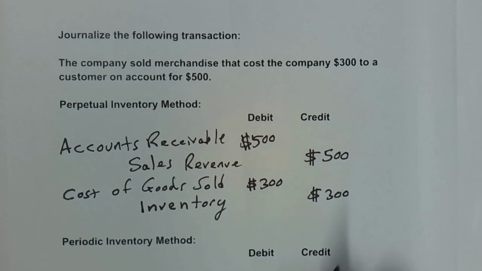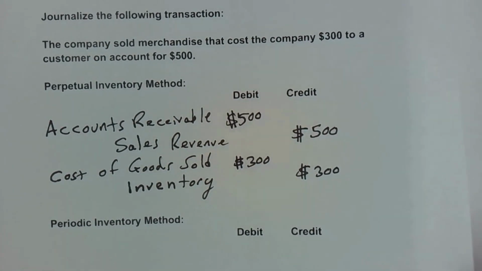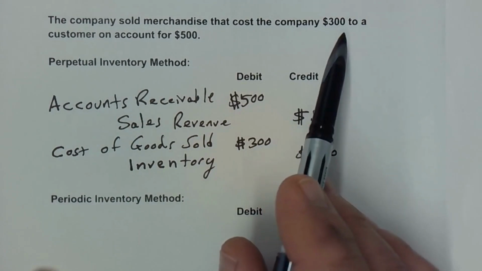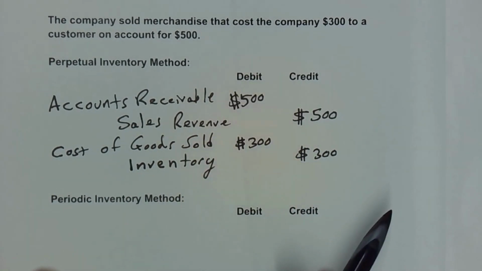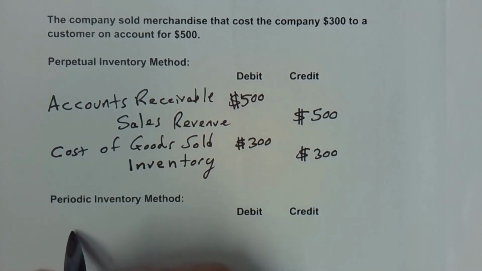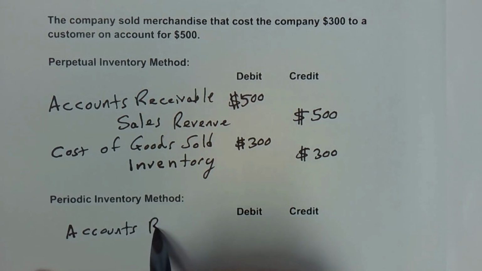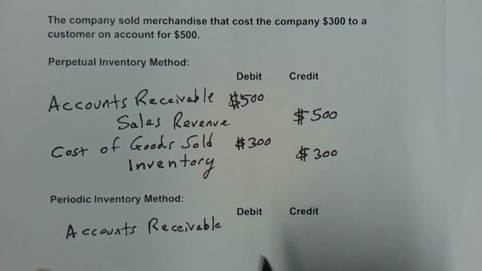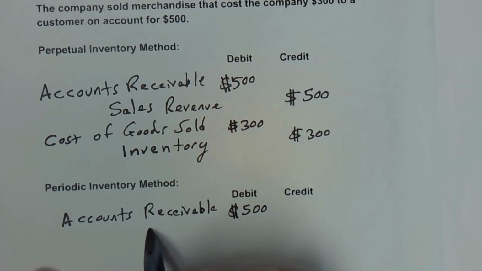Now, let's look at the periodic inventory method. In this case, we're going to use the same exact sale, $500 merchandise, which cost the company $300, but we're going to go ahead and do the sale, which is the accounts receivable. For the $500. And we're going to also book it to sales revenue with a credit.